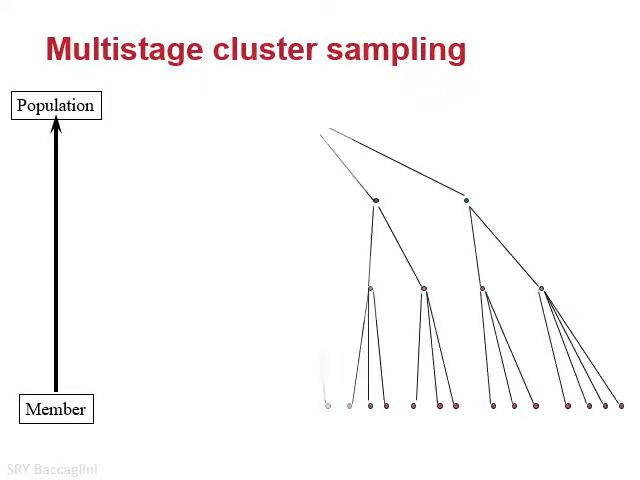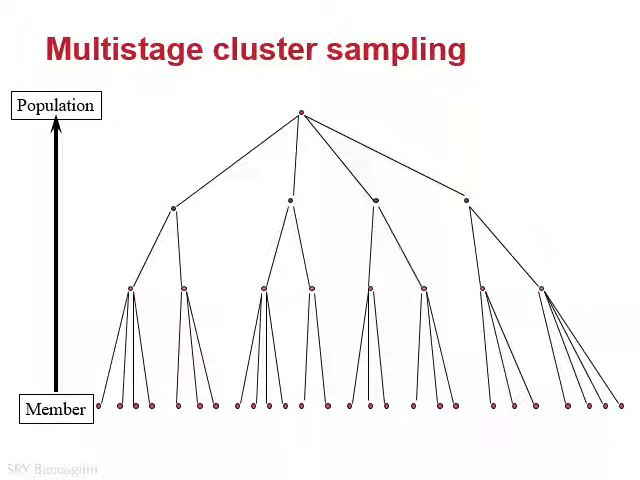So to take a look at the multi-stage cluster sampling, we can think of the population and then clusters within. And that's exactly how ENHANCE and also many other national surveys are done, because it's just practical. Unfortunately, you actually lose some power when you do this.